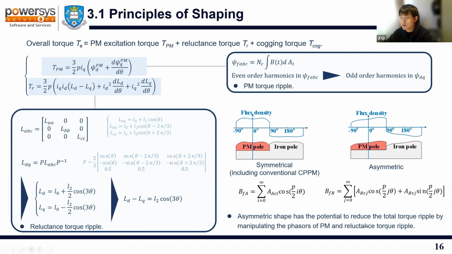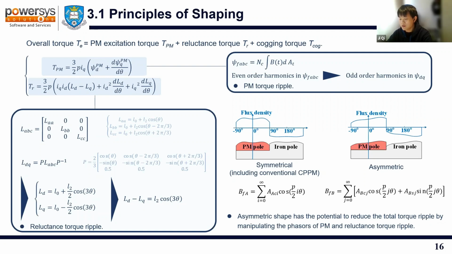To achieve this, the asymmetric pole shape is necessary, since with the help of the asymmetric pole shape, the asymmetric flux density can make the phases of each harmonic more flexible. That's why the asymmetric pole shape has the potential to reduce the total torque ripple by manipulating the phases of the PM and the reluctance torque ripple.